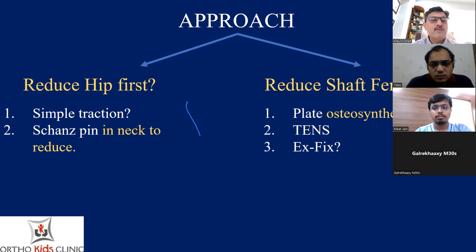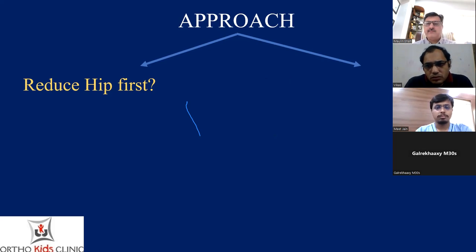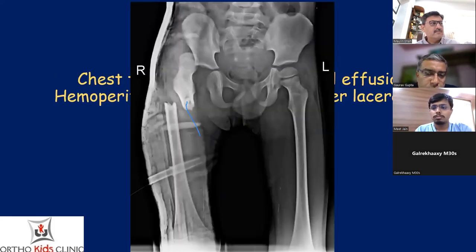So Gaurav, how would you go for it? Meet, can you go back to the X-ray? I would first try to joystick the head inside and reduce it. If I am able to do it easily, then I will proceed with fixation of the shaft. But if not, then I would fix the shaft, make it a unit, and then reduce it.